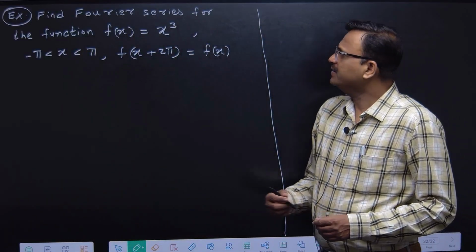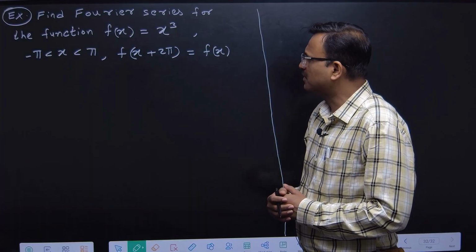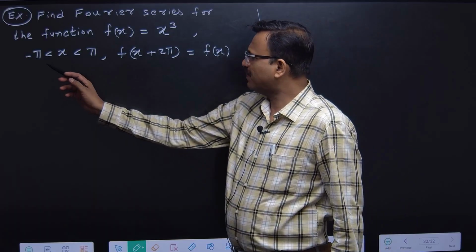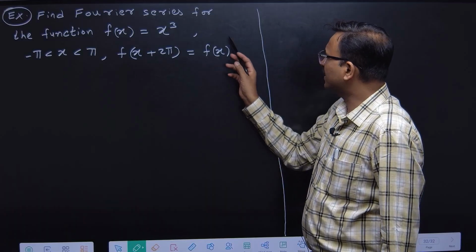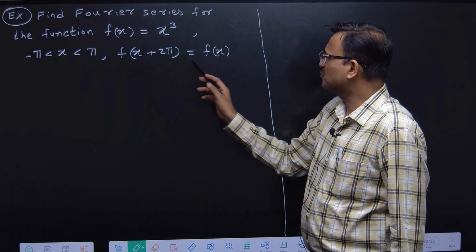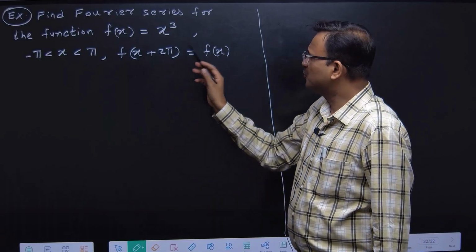Yes, we have to find the Fourier series for the function f of x is equal to x cube in the interval minus pi less than x less than pi, and f of x plus 2 pi is given as f of x. F of x plus 2 pi is equal to f of x means the function is a periodic function with period 2 pi.